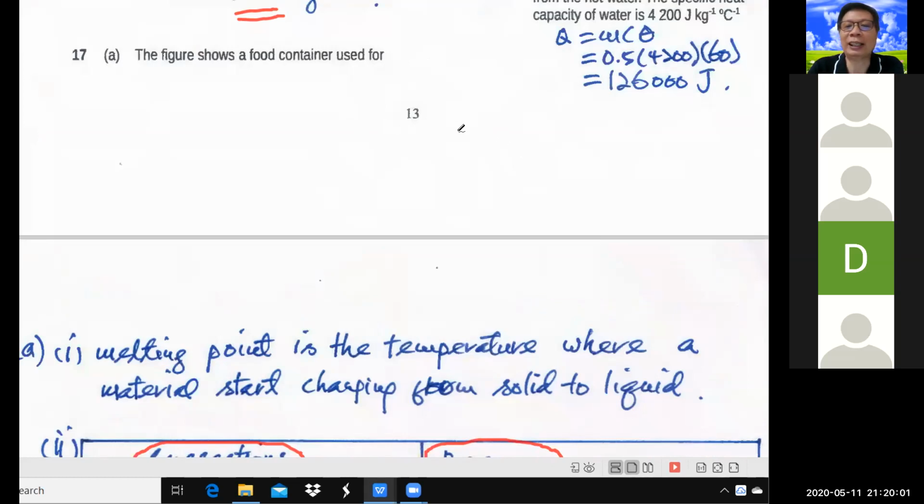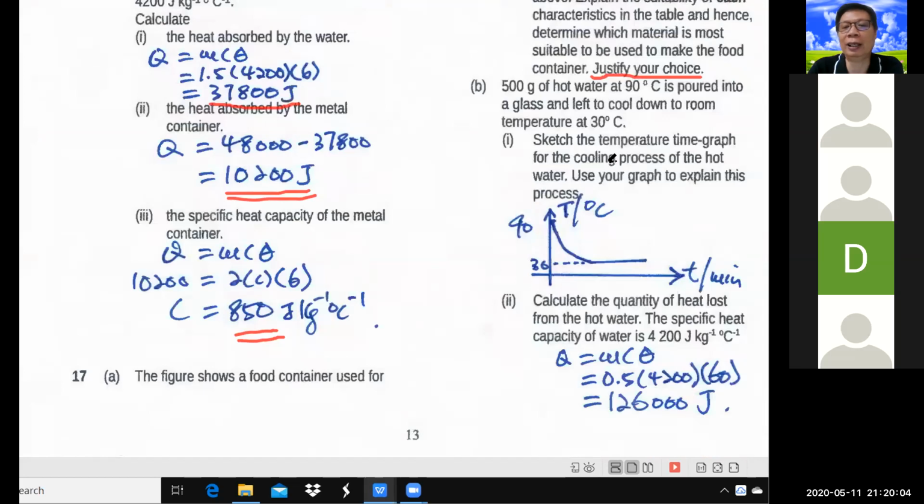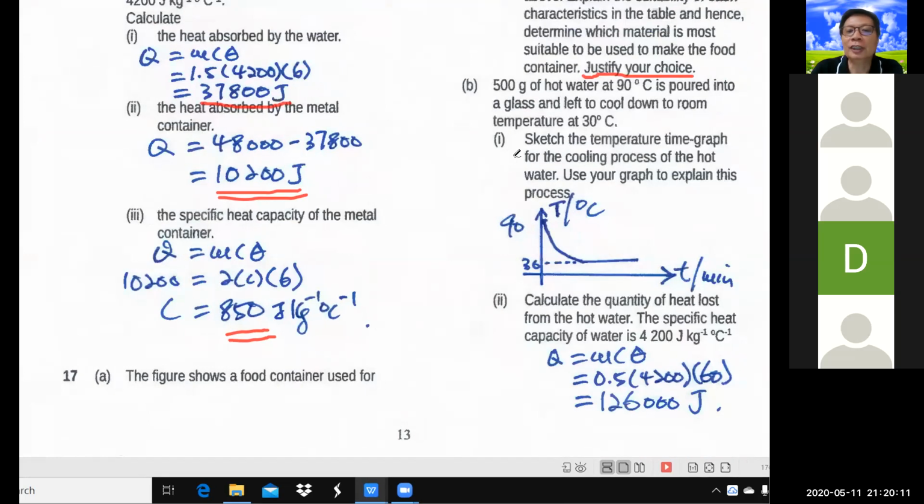The last part of the question is the calculation. Now the answer I just show you here. The last part is the calculation: 500 grams of hot water at 90 degrees is poured into a glass and left to cool down to room temperature, 30 degrees. It will cool down from 90 degrees to 30 degrees, correct not? Sketch a temperature-time graph. Temperature, time, okay? Can understand now?